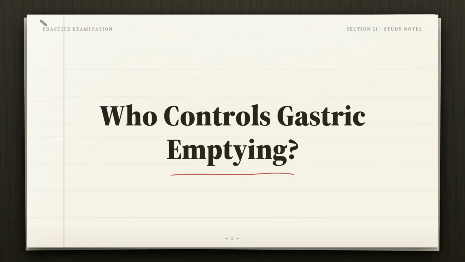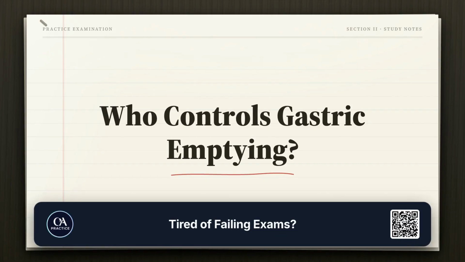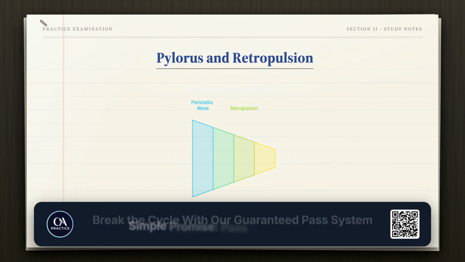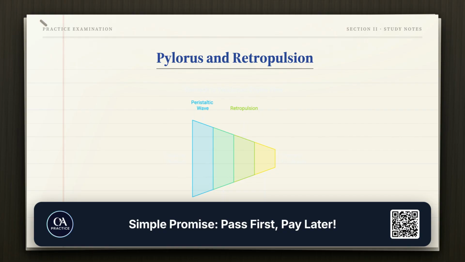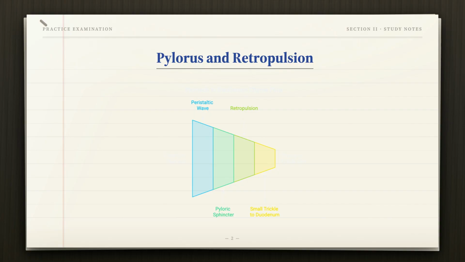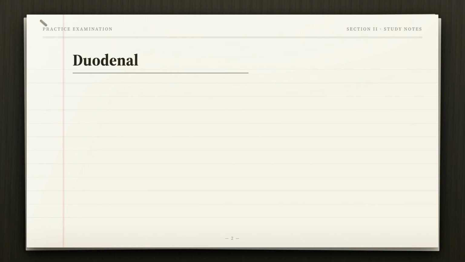Why does a fatty meal sit in your stomach for hours while carbs clear in a fraction of that time? The answer isn't in the stomach at all. It's the duodenum downstream that calls the shots. The pyloric sphincter and retropulsion form the baseline metering hardware. Each peristaltic wave pushes chyme against an almost closed pylorus, letting only milliliters through while the rest jets backward for more grinding, guaranteeing a slow trickle no matter how full the stomach is.